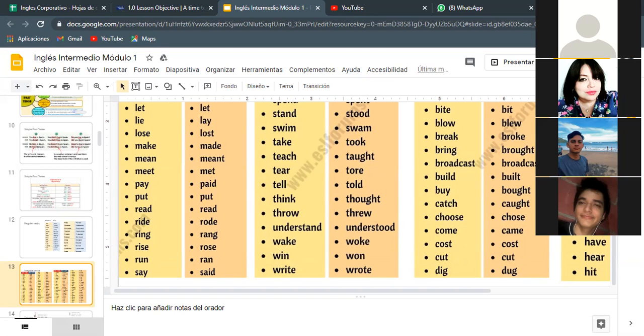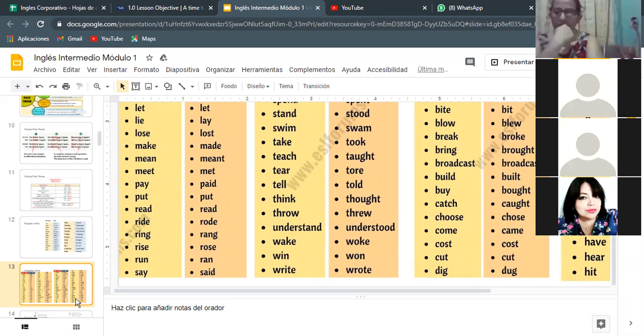Thank you. Meet, that is easy, right? Meet is being together with somebody. Met is for Nicholas. I met her yesterday. Very good. I met her yesterday.